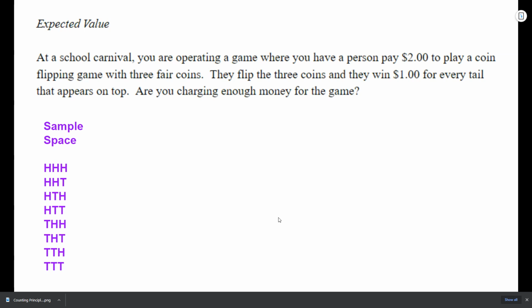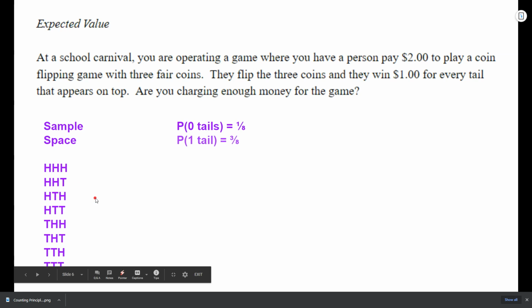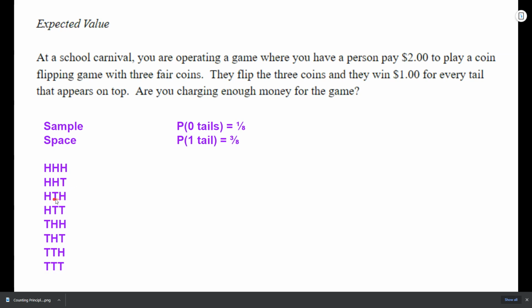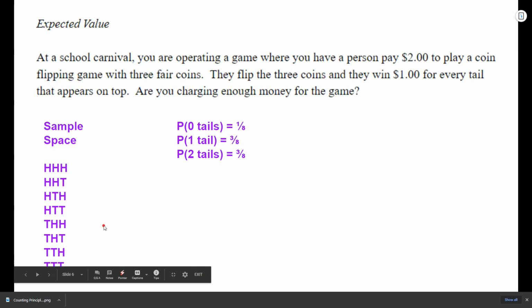Well, here's the sample space. There are 8 total things that could happen, all the way from 3 heads down to 3 tails. They get $1 for every tail that comes up. The probability of 0 tails is 1 out of 8. The probability of 1 tail is 3 out of 8. 2 tails is 3 out of 8, so 2 tails here, here, and here. And then 3 tails is 1 out of 8 right down here. Those are the probabilities of 0, 1, 2, 3 tails.